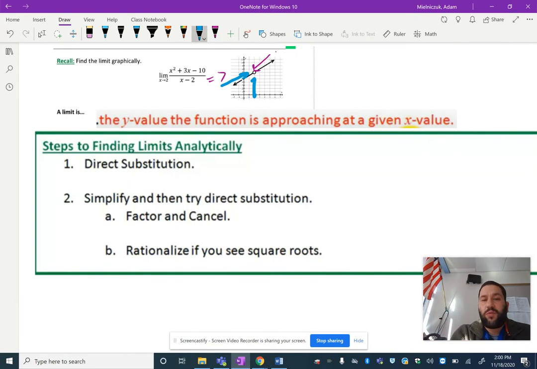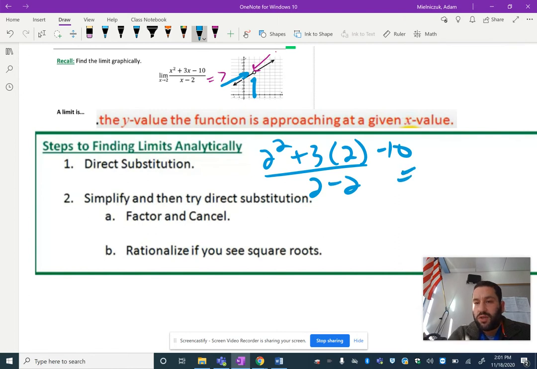So what this means, if we just did direct substitution to start, we would do 2 squared plus 3 times 2 minus 10 over 2 minus 2. And we'd see we got into a situation where we would get 0 over 0. It didn't really help us.